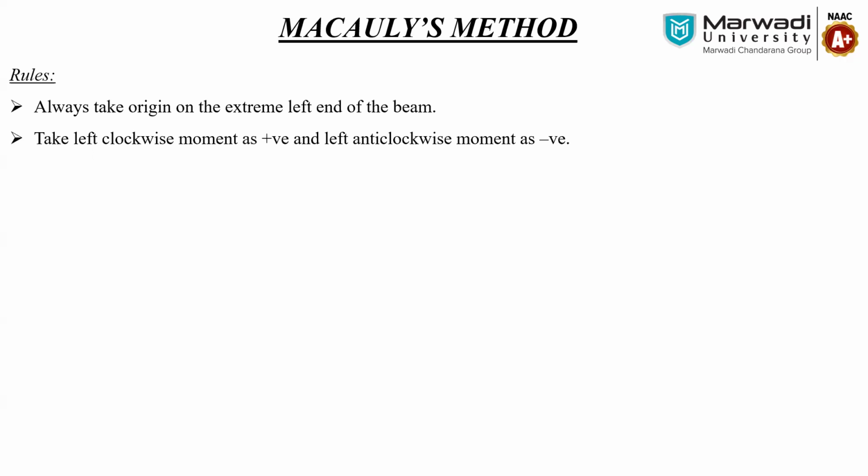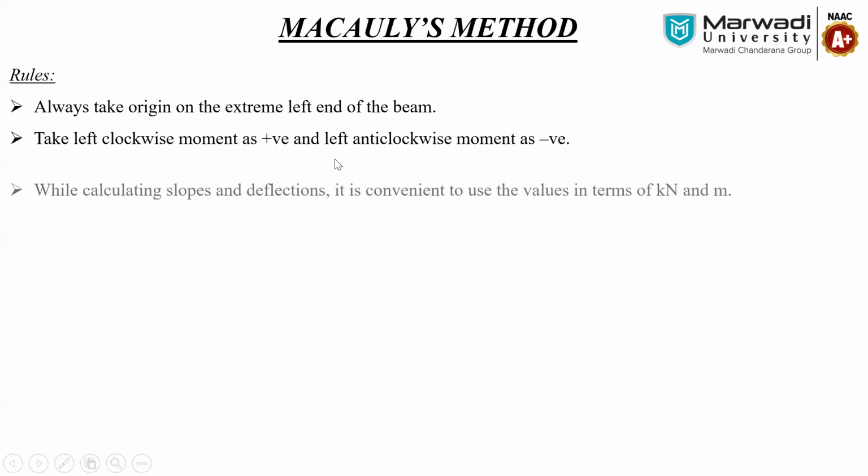Second, we take left clockwise moment as positive and left anti-clockwise moment as negative. Here we don't have to consider sagging or hogging. Because we are taking the origin at the left hand side, whatever moment we see while writing the equation, we will see on the left hand side only. All clockwise moments we consider positive and anti-clockwise moments negative.